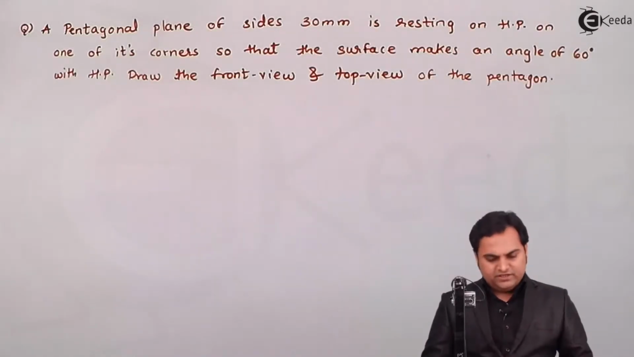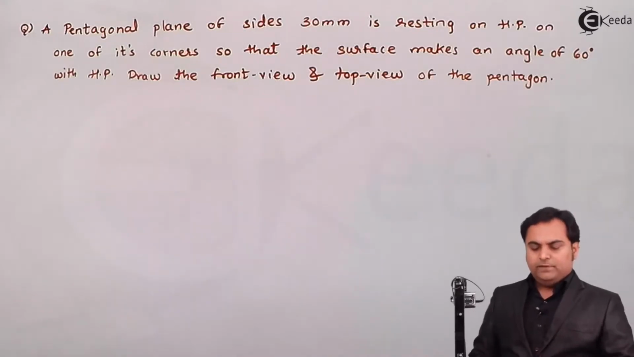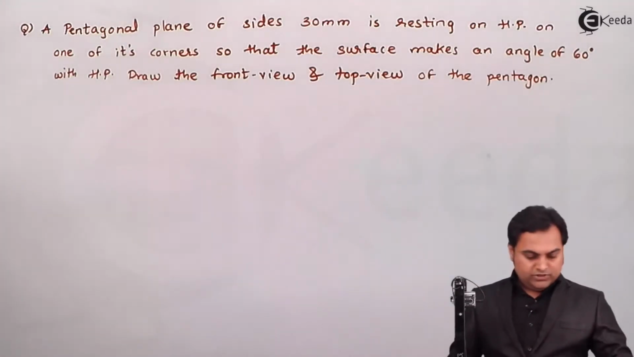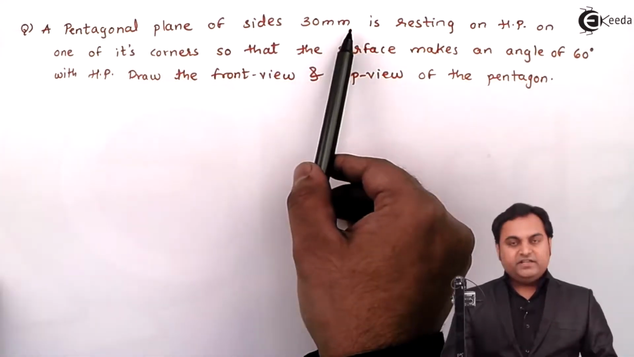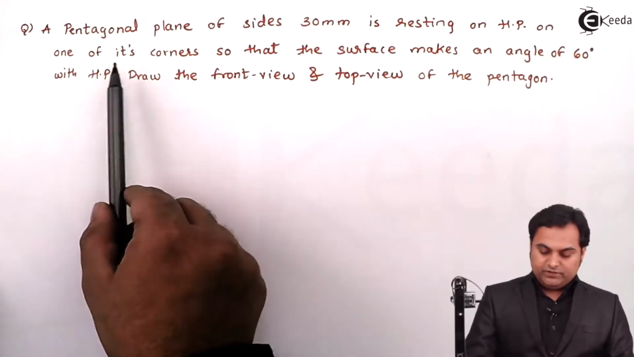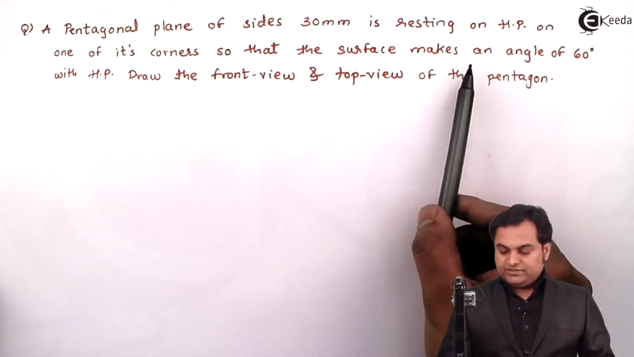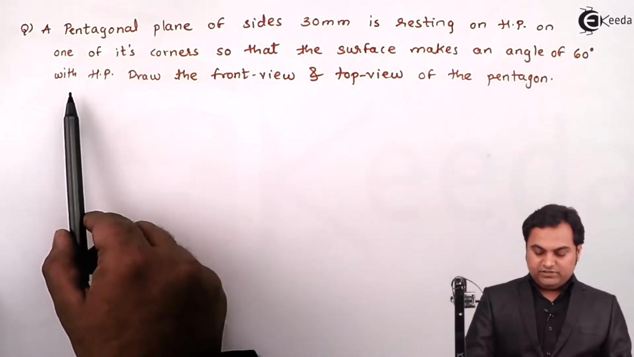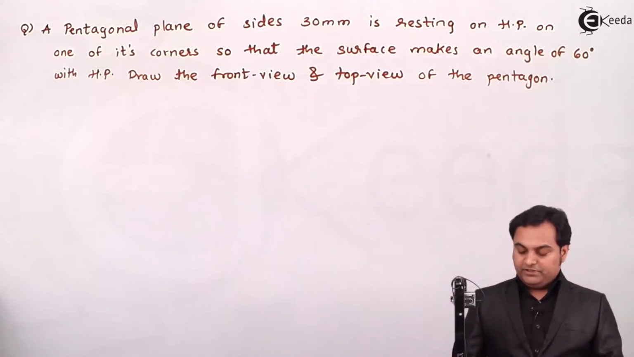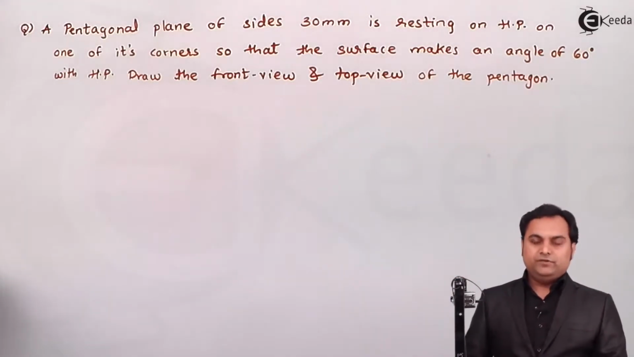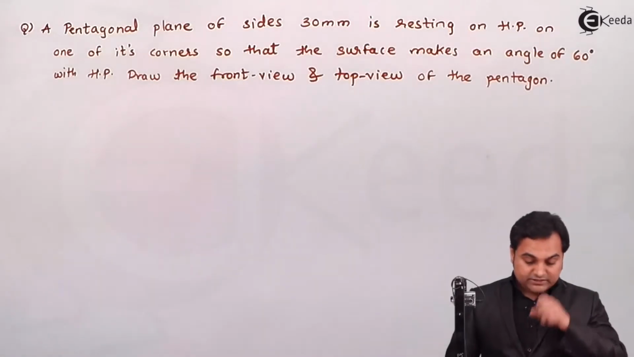So in this video we will see a problem on a pentagonal plane which is given. The question is, a pentagonal plane of sides 30 mm is resting on HP on one of its corners so that the surface makes an angle of 60 degree with HP. Draw the front view, top view and top view of the pentagon. So this is the question in front of us. I'll explain the initial conditions.